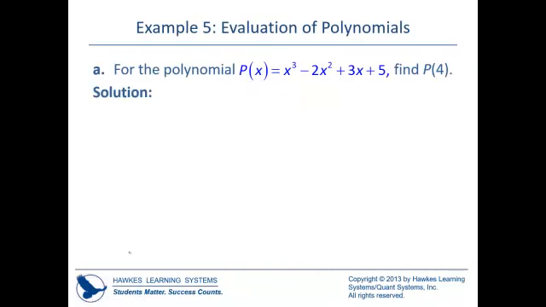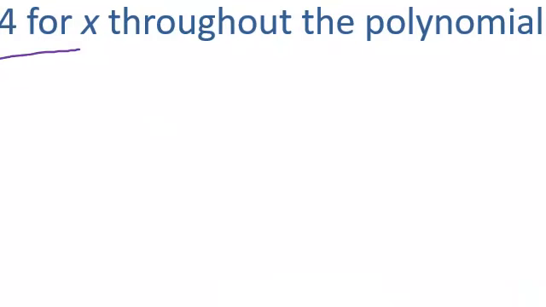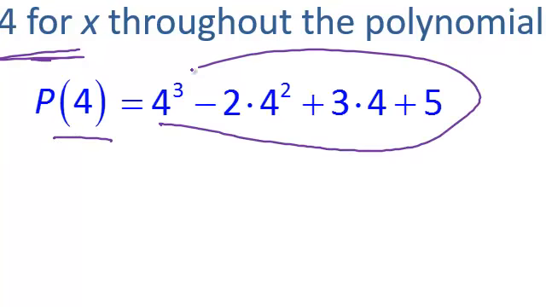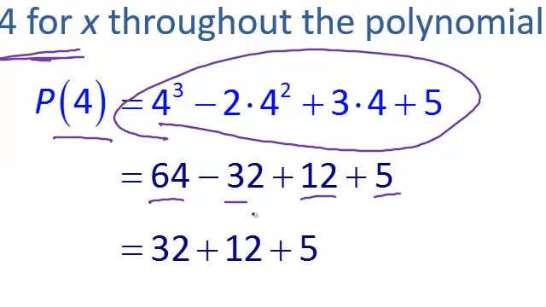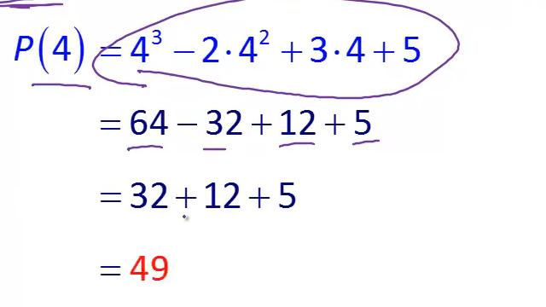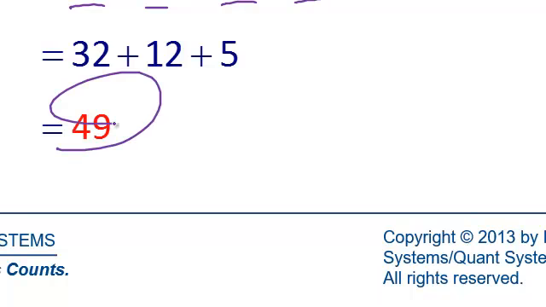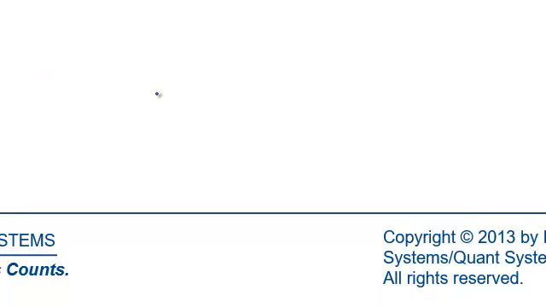And so, substitute 4 for x throughout the polynomial. P of 4, and there it is right there. And then they squared, cubed, combined all the terms, and did the addition. So p of 4 is 49, just like we found it to be.